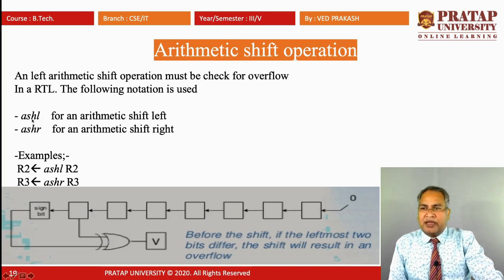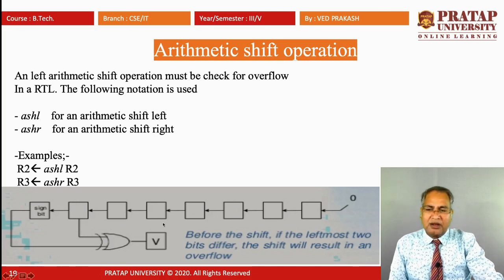There are some notations used in the arithmetic shift micro operation. First, ASHL is used to denote the arithmetic shift left, and ASHR is used to denote the arithmetic shift right. Here are some examples. ASHL R2 means arithmetic shift left the content of register R2, and then we transfer it again into register R2. And similarly, ASHR means arithmetic shift right in register R3, and after the shift we again transfer it into register R3.